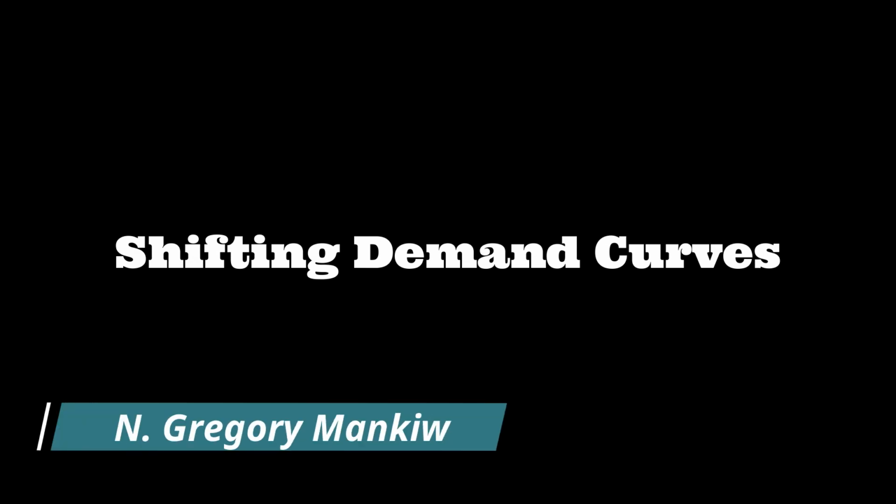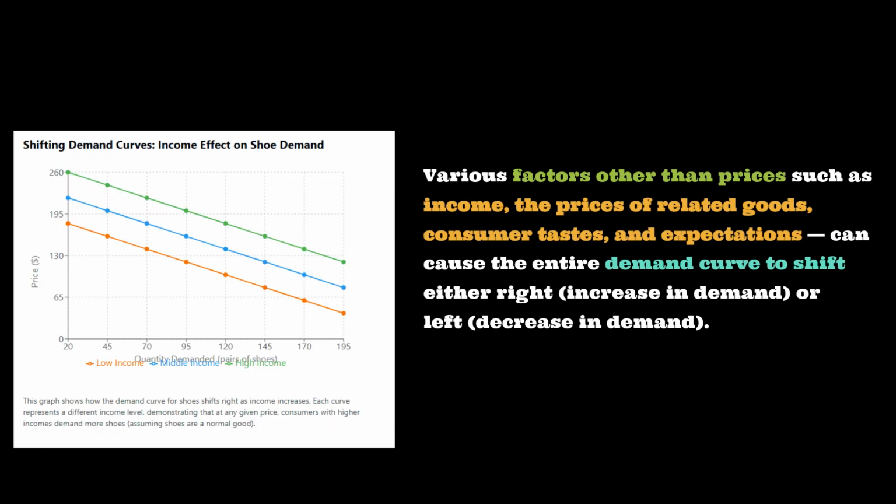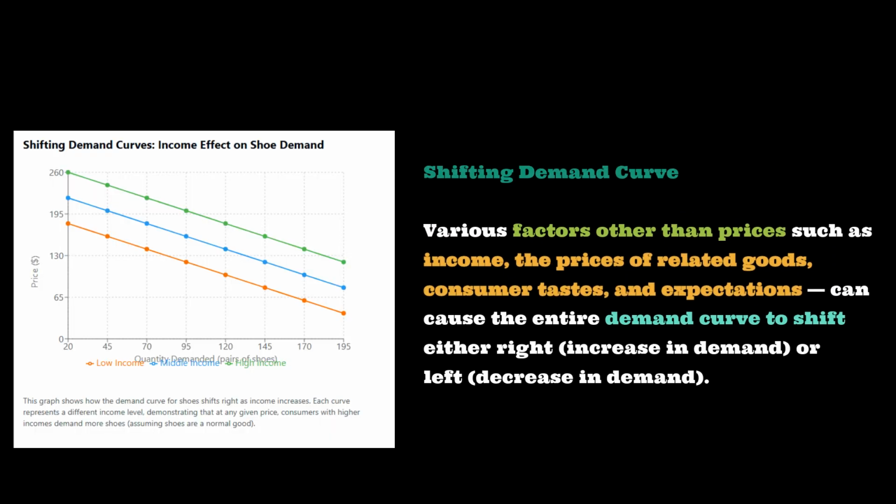5. Shifting demand curves. A shifting demand curve illustrates how various factors other than price, such as income, the prices of related goods, consumer tastes, and expectations, can cause the entire demand curve to shift either right, an increase in demand, or left, a decrease in demand.